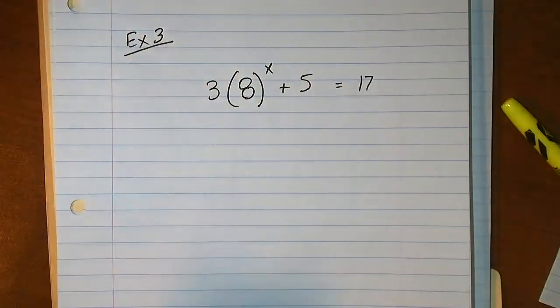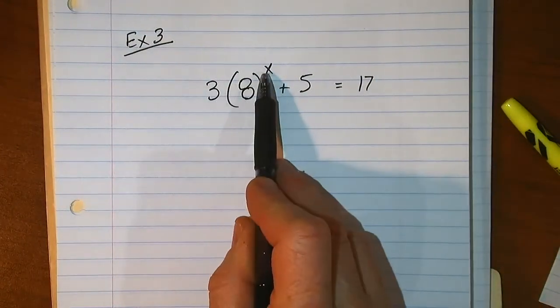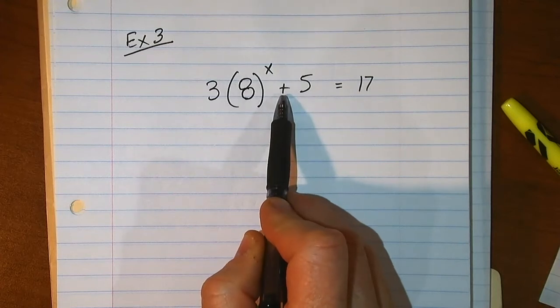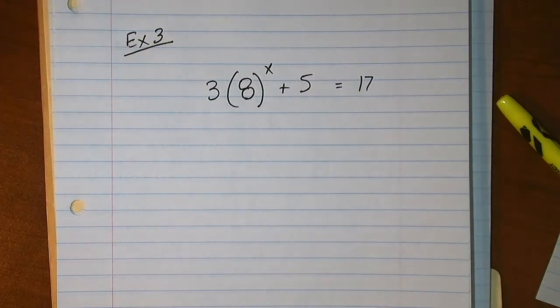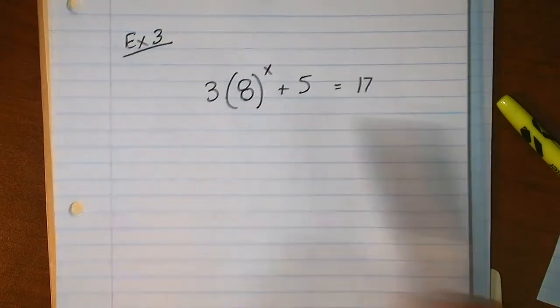Now, outside of my grouping symbol, I have 3 things. I have a multiply, I have an exponent, and I have a plus. In the order of operations, what comes first? Exponents come first, right? Exponents come before multiplies and exponents come before addition.